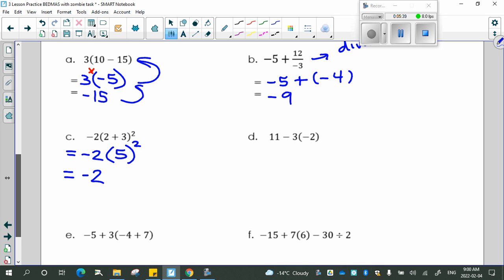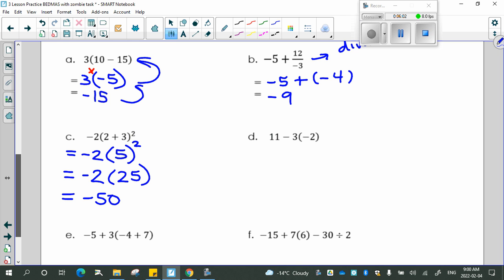5 to the power of 2 means 5 times 5. So you can type 5 times 5 on your calculator and get 25. Awesome. And then again, we have this number right beside a bracket, which we have to know means multiply. So -2 times 25 is -50.